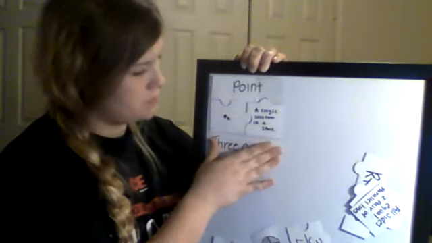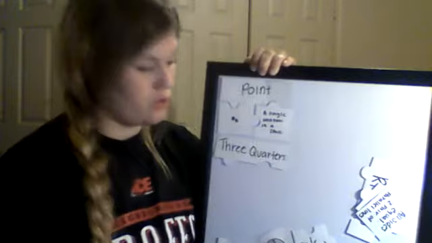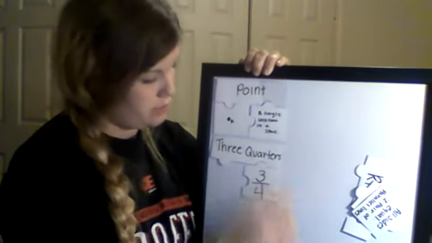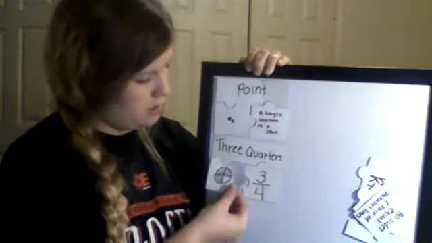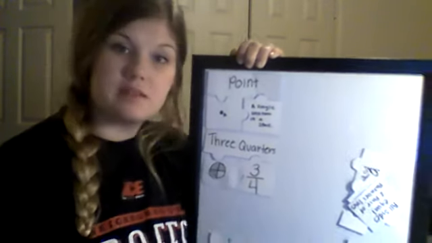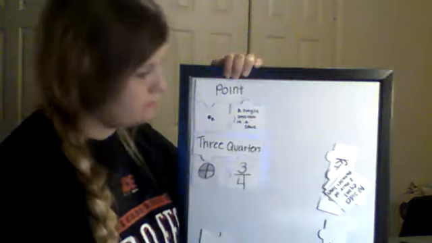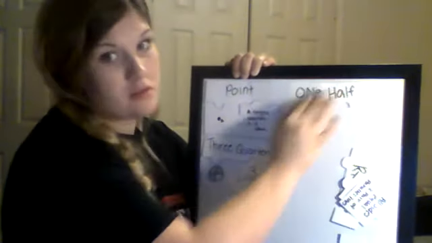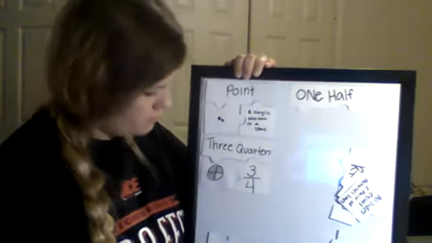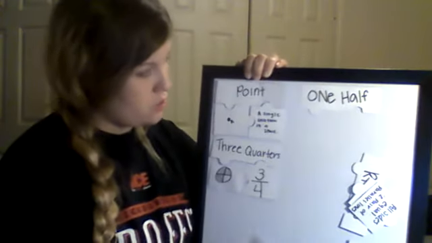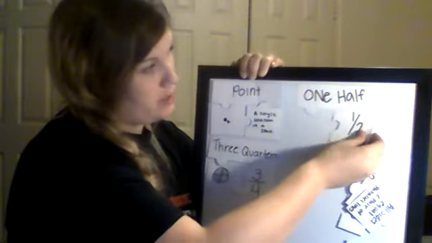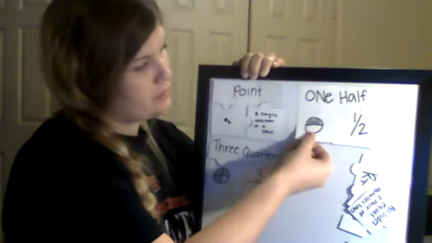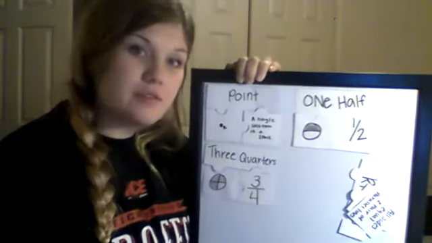And then we can have 3/4. Now, 4 quarters equal a dollar, so 3 out of 4 would be 3/4. And that would mean 3 out of the 4 spaces would be colored in. Then we can have 1/2. In numbers, it would be 1 out of 2. And in a picture, it would just be half of the circle.